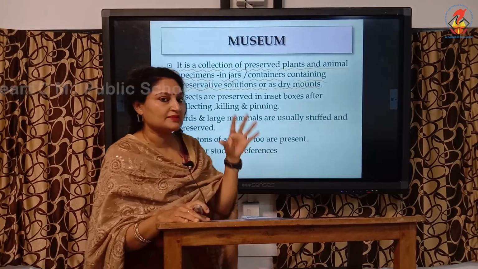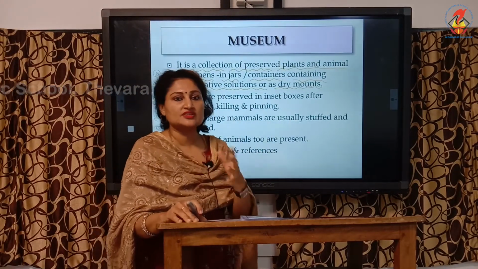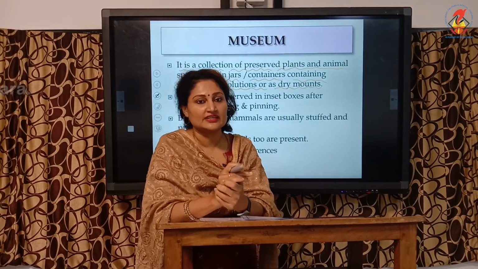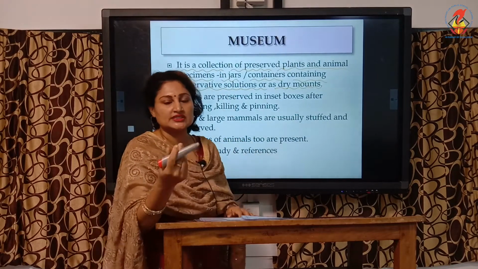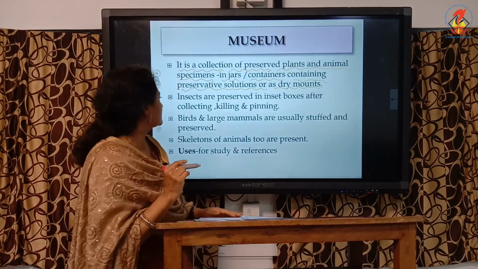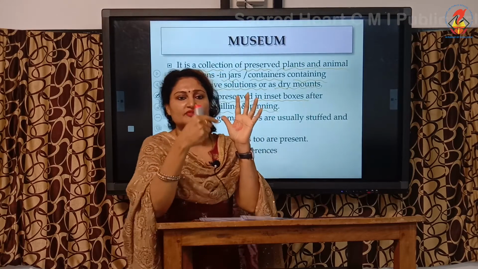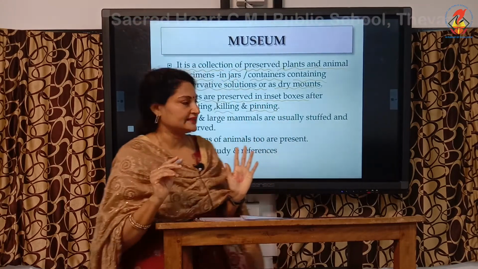Most of the plant and animal specimens are preserved in this liquid, or they can also be preserved as dry mounts. For example, those shelled animals can be preserved in dry form. We need not preserve them in liquid form. Say starfish, sea urchin and all can be preserved as dry mounts. Then what about insects? Insects are preserved in insect boxes. They are collected, killed and pinned. So we take the insect and pin it in a thermocol box and it is preserved airtight.